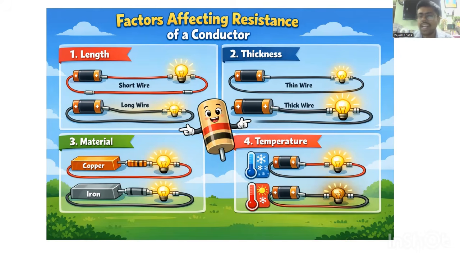Next, material. It depends on the material also: copper, iron, gold, silver. And temperature. In Ohm's law we write that it works at constant temperature. Ohm's law works only at constant temperature. In varying temperatures, again it is a problem. So these are the 4 points you need to remember. We'll see how they can twist this.